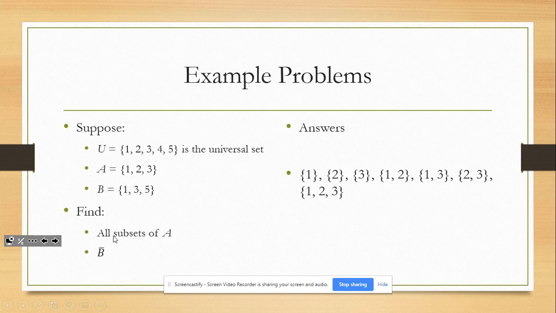Since the universal set is 1, 2, 3, 4, and 5, and set B is 1, 3, and 5, that makes the set B bar 2 and 4. Again, the complement is whatever is in the universal set that's not in the original set.